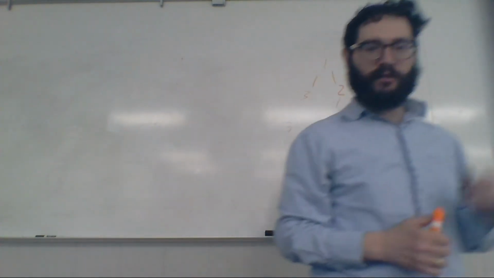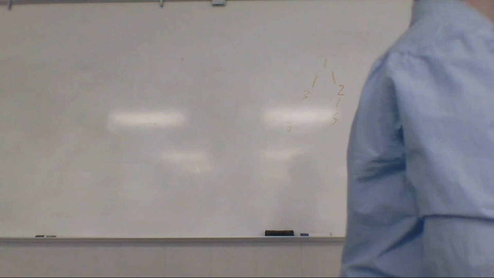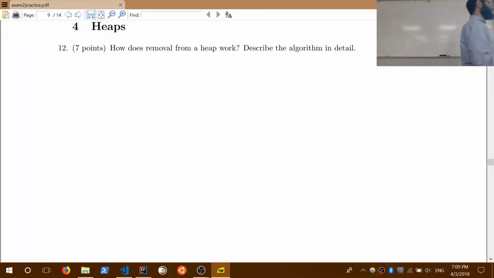So how does removal for a heap work? Describing the algorithm in detail: remove the root, replacing it with the last item in the tree. And then while that item is bigger than either of its children, swap it with its smallest child. Repeat until you hit the bottom of the tree, or until there's no smaller child to swap with.